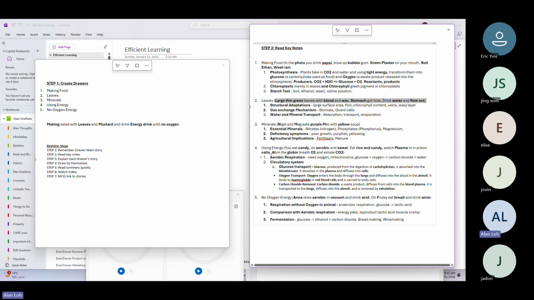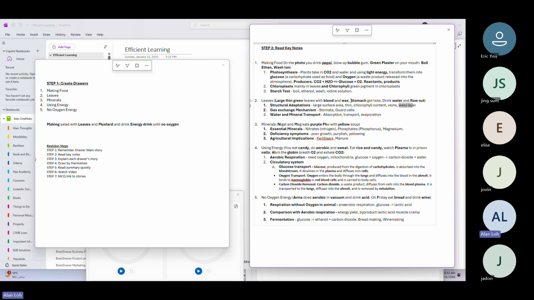A large, thin green leaf with blood and wax. So remember the structural adaptation of the leaf is having a large surface, and they are thin, and they have chlorophyll content because it's green. And they have veins, because vein usually I relate to blood, so that's why I put a blood over here. But this vein in the leaf is not the vein that is in the human.